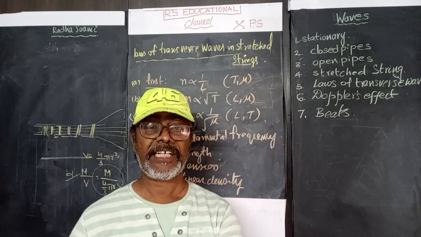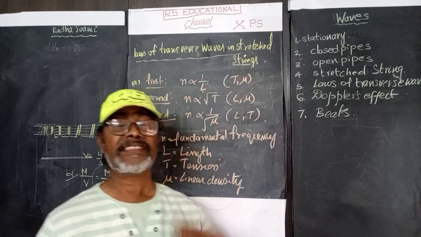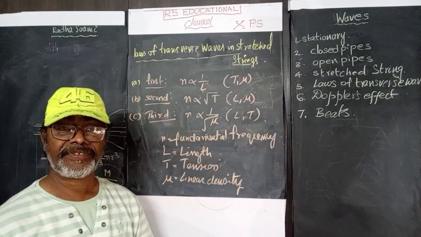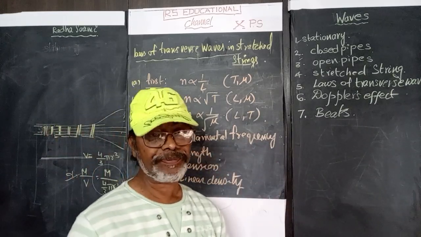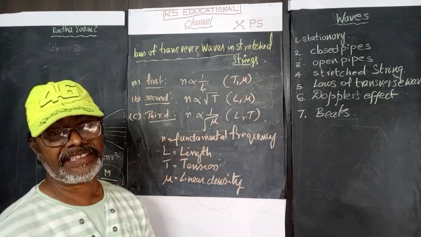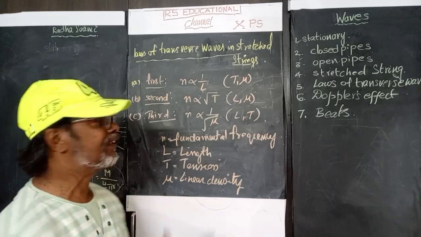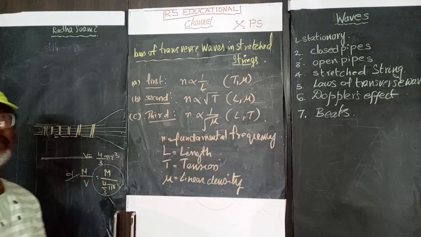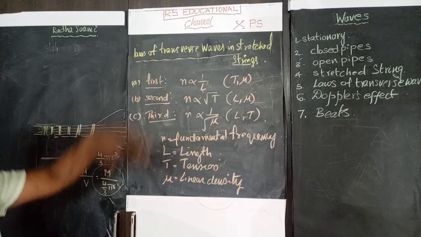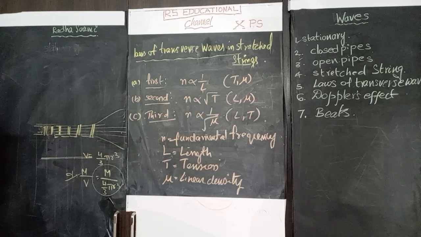If you want to describe the density, then what are those? Length and tension are constant. So these are the three laws of transverse waves. Laws of transverse waves in stretched strings. Okay. Once again I am saying the first law.